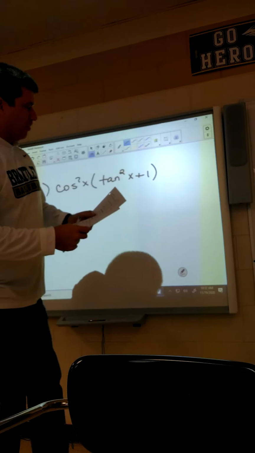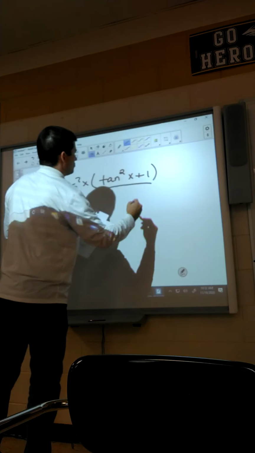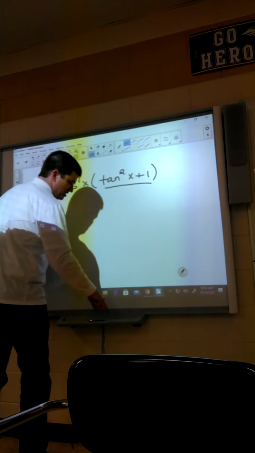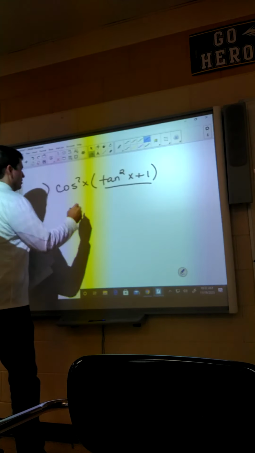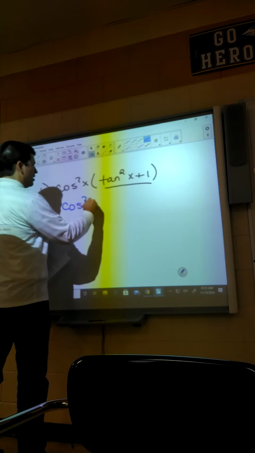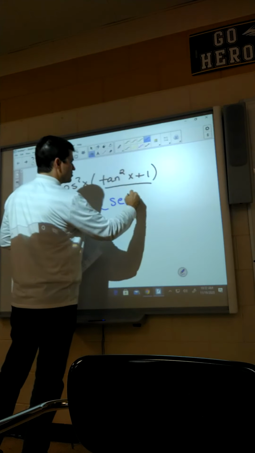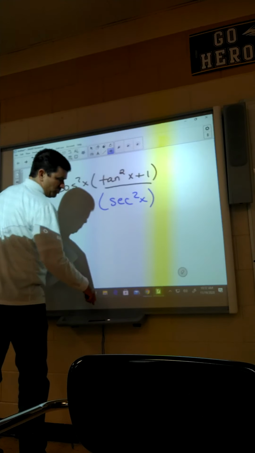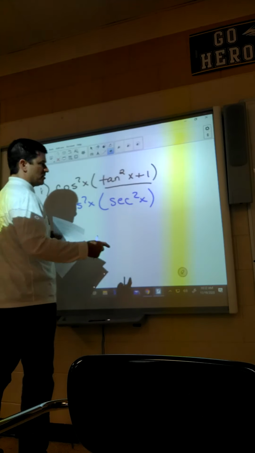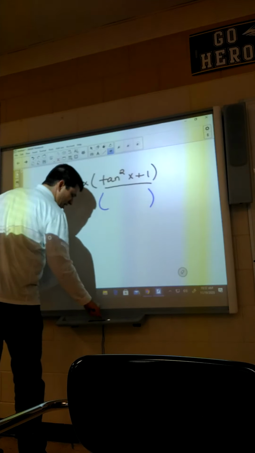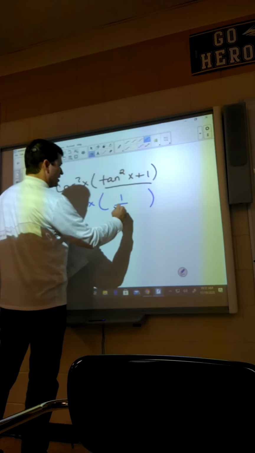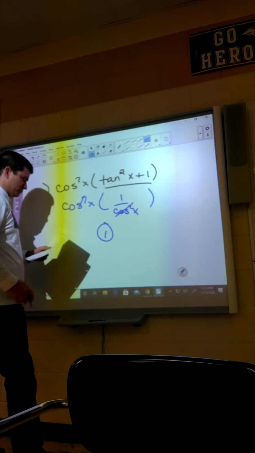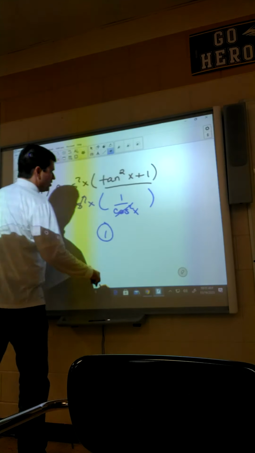All right, let's look at number 1. We can change tan squared x plus 1 into something. So check your sheet. You can change it to secant squared. So now I got cosine squared x and secant squared x. All right, I know I can change that. Remember the rule, you got to change anything that's not cosine or sine. So I can change that to 1 over cosine squared. Cosines cancel out, answer's 1. All right, that was an easy one. Let's go to number 2.